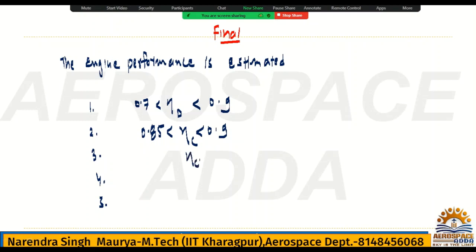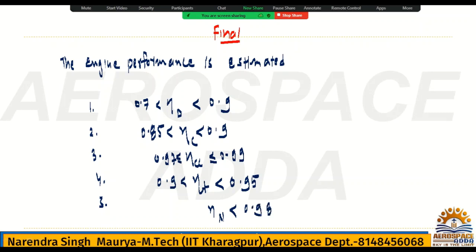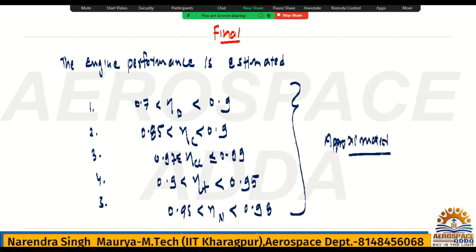Now coming to combustion chamber efficiency. The combustion chamber is also called the combustor, also sometimes called the burner. It is less than or equal to 0.99 and greater than or equal to 0.97. Turbine efficiency, eta T, is less than 0.95 and greater than 0.9. Last, nozzle efficiency is less than 0.98 and greater than that. So these are approximated values. One time in the examination they asked for this comparison, so you can now compare these values. All right, done.